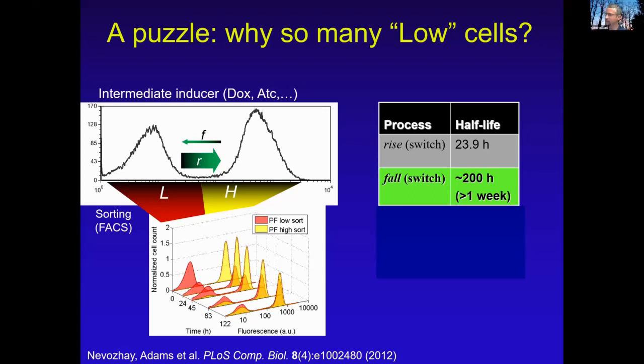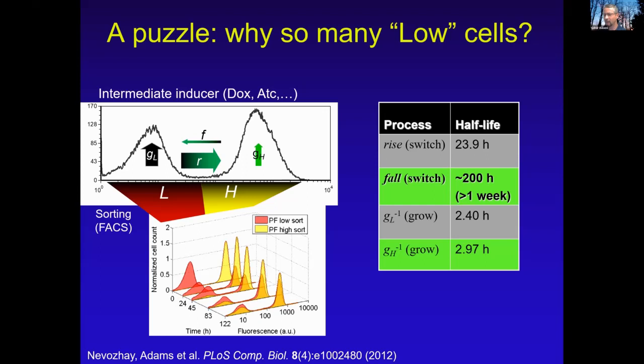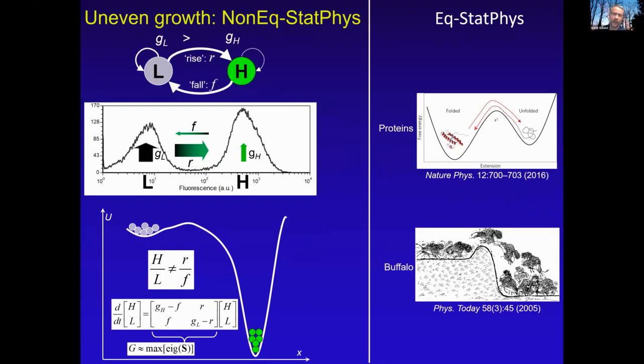So it's a puzzle. It's obviously something fishy about this until you look at the growth rates. So it turns out that actually the high income state is slower growing. So basically the low income state repopulates itself while always moving to the high income state. So the growth and switching rates are both asymmetric and they cancel each other out to give basically symmetric distributions. And this is where it's obvious it's non-equilibrium statistical physics. Unlike in, let's say, protein folding where you go back and forth, here you have growth added to this process.